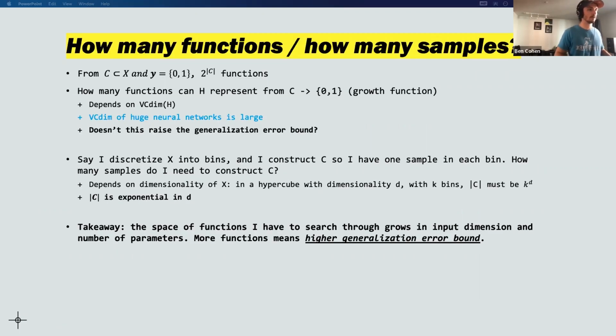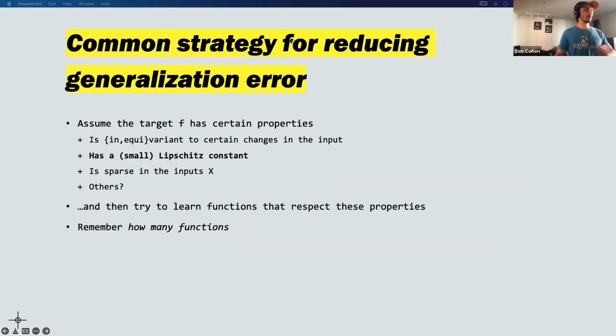So you're right. Generally, this is just 2 to the size of C functions. Okay, how do I restrict? Instead of having to learn every possible function here, I don't have to search through every function. So here are some strategies. One idea is to assume that the labeling function, or the target F, has certain properties. One would be to assume that it's invariant to certain changes in the input.